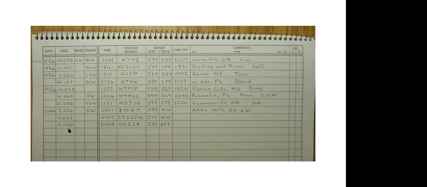7030 kilohertz is where my antenna was resonant in the 40 meter band. That's the frequency where the antenna radiates the most power. I didn't intend for the antenna to be resonant at 7030 kilohertz. That's just where it ended up after I trimmed it.